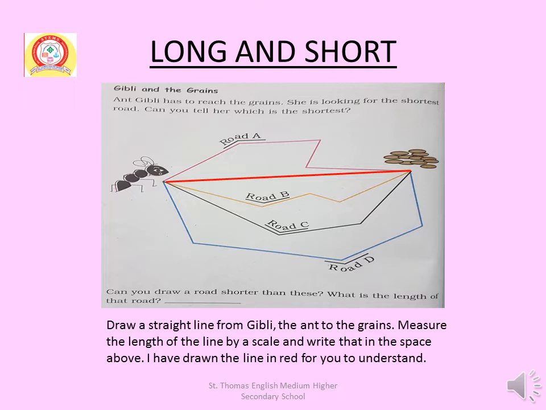Draw a straight line from Ghibli, the ant, to the grains. Measure the length of the line by a scale and write that in the space above. I have drawn the line in red for you to understand.